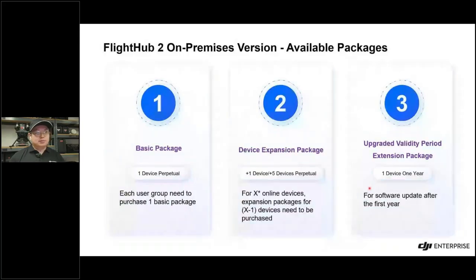The basic package comes with 1 year of software updates. But afterwards, you need to get an extension to keep the software up to date. But like I said, the on-premises version provides a perpetual license, so you don't have to update the software to operate the drone or to operate the dock.